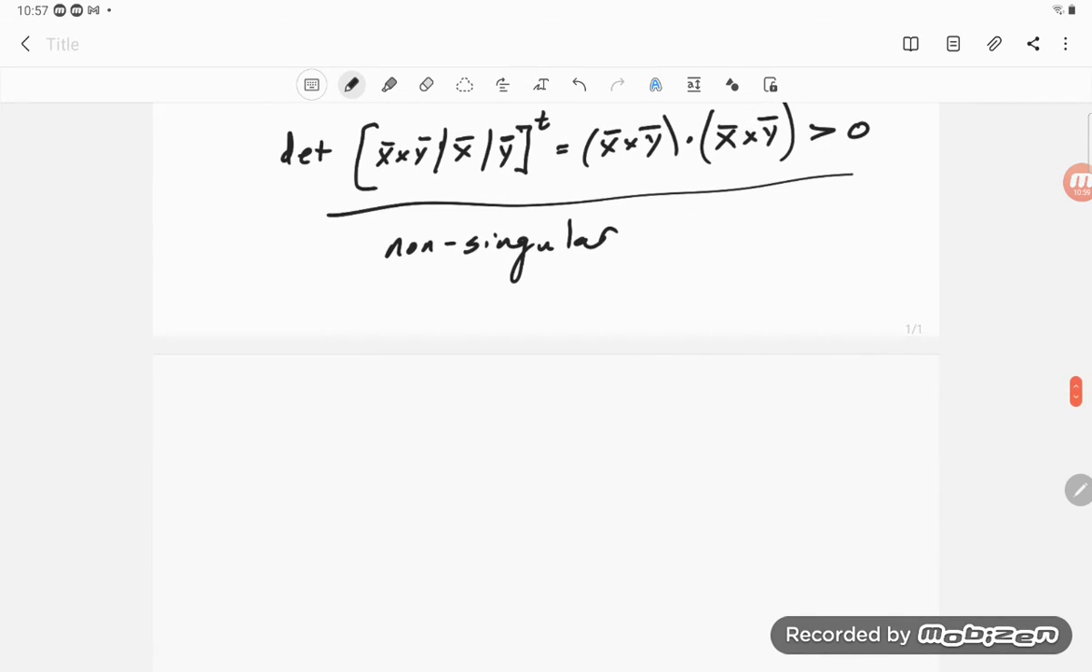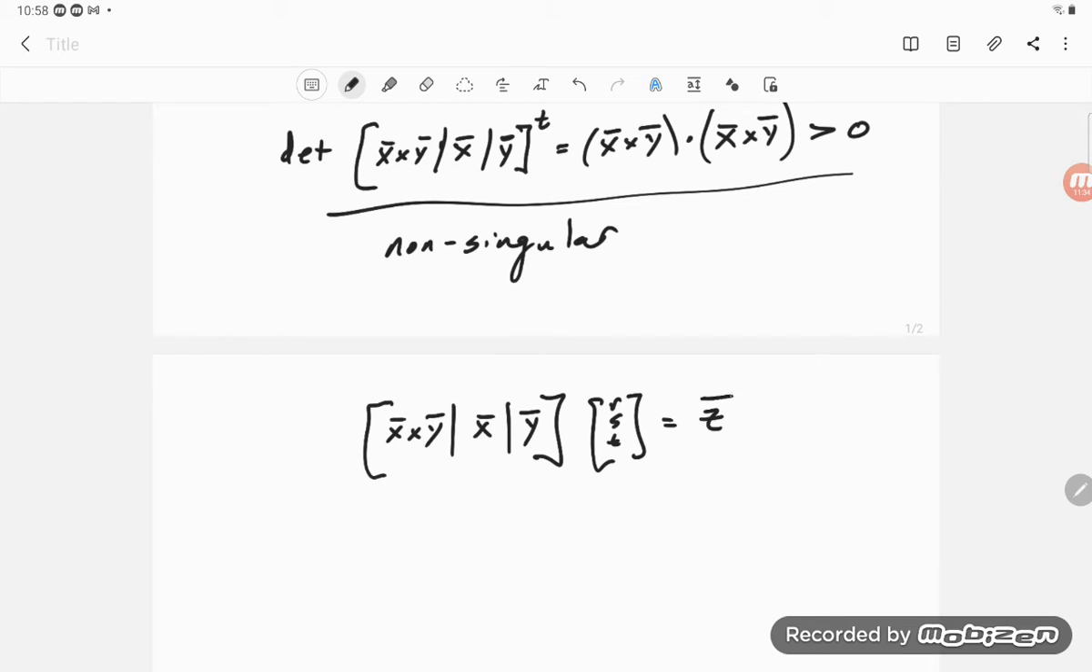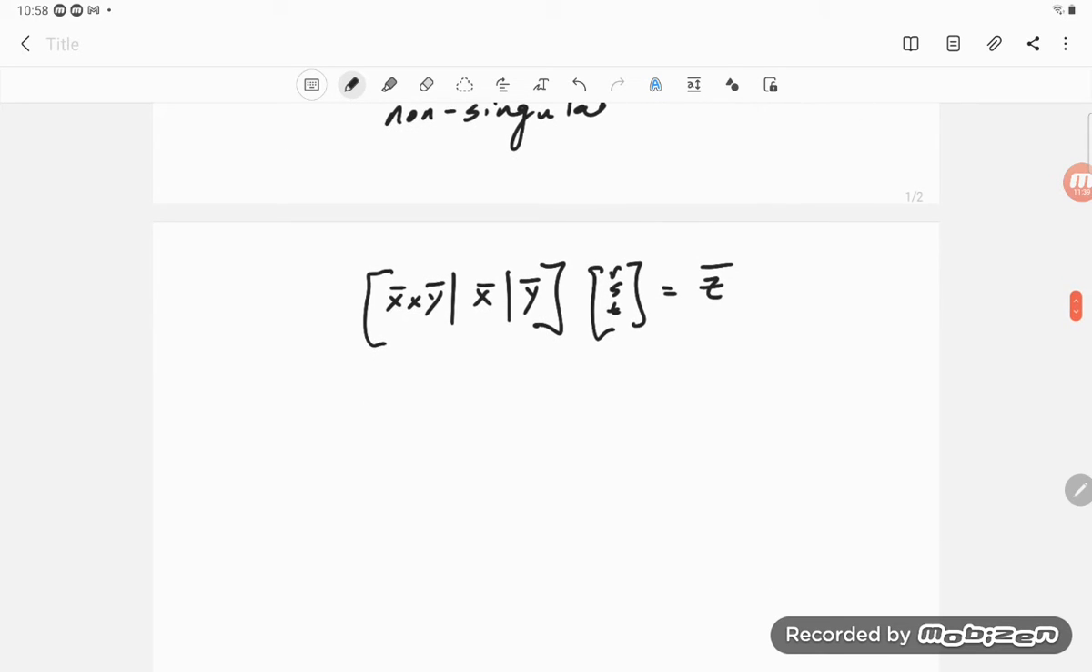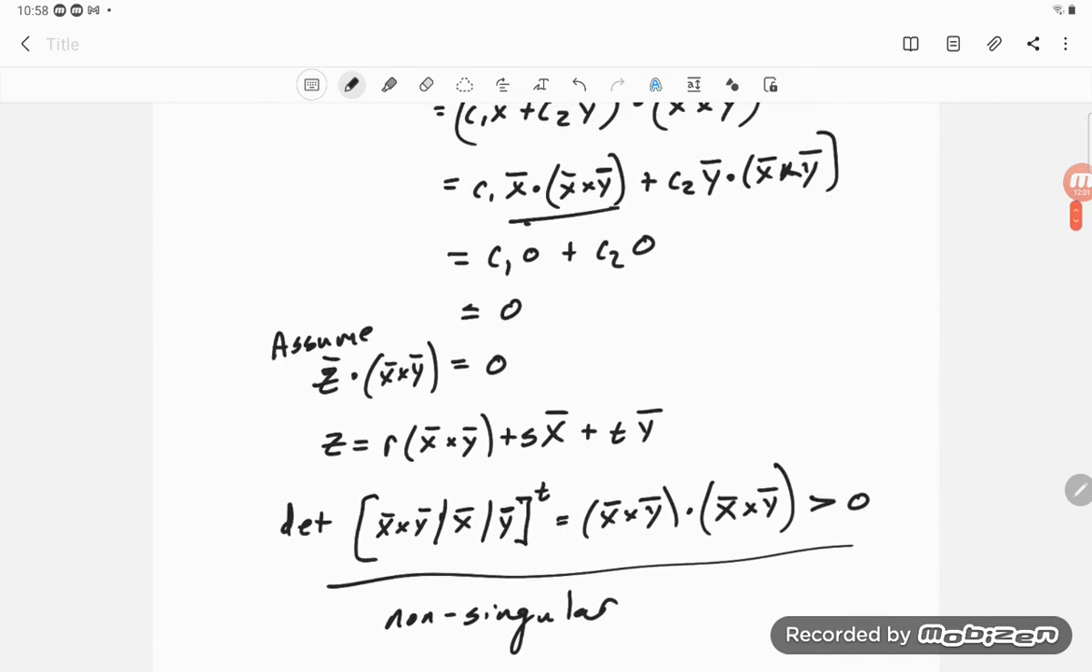So that's a pretty neat way to show it's non-singular. And then they say, well, okay, if we were to solve a problem like the matrix system with x cross y, x, y, so I've got my 3 by 3 matrix here. Now I didn't do the transpose, so these are the columns. I try to solve this equals my z vector. Well, there is a solution, they're saying. Okay, so there is a solution, which means in that case z can be written as r x cross y plus sx plus ty. Okay, so that gets us back here.